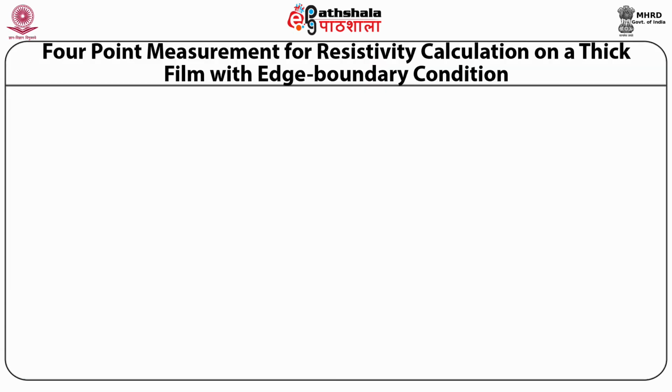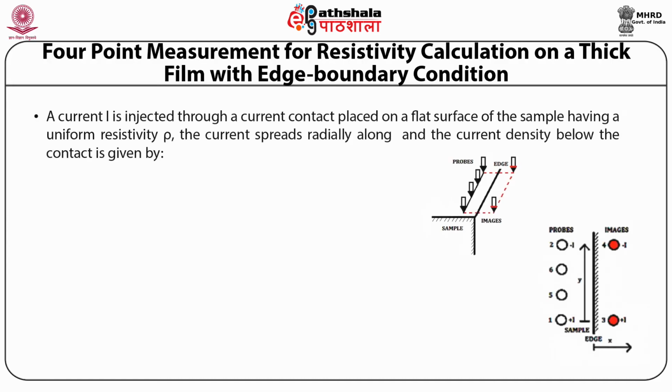Let us next discuss the 4-point measurement for resistivity calculation on a thick film with edge boundary condition. A current I is injected through a current contact placed on a flat surface of the sample having a uniform resistivity rho. The current spreads radially along and the current density below the contact is given by J is equal to I divided by 2 pi r square into vector r cap.